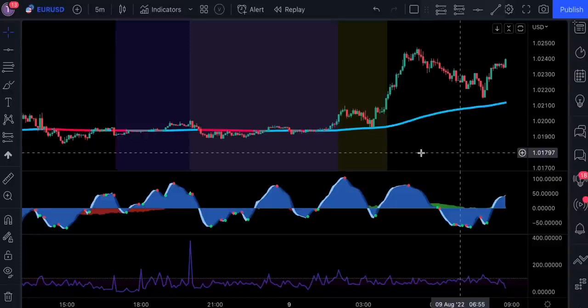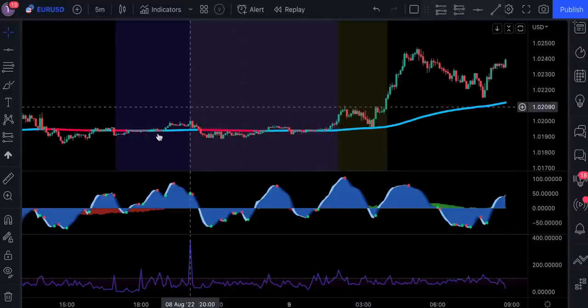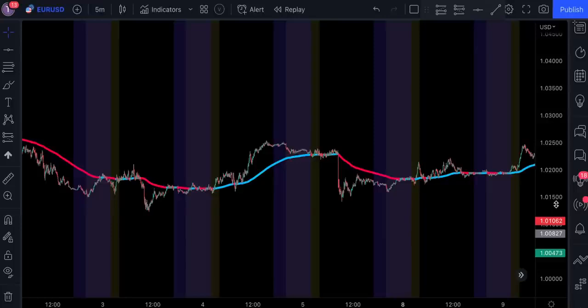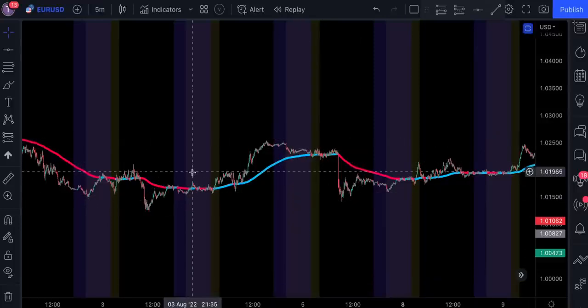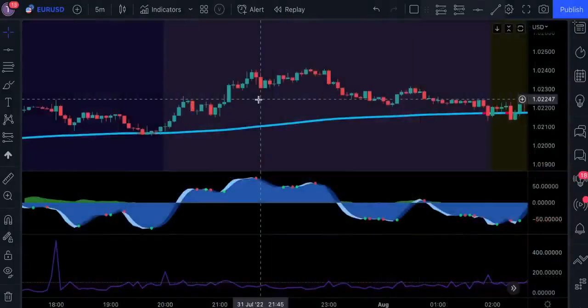And right away we can see that during these times the market participants are less active. If we zoom out, we can see that the price action is mainly ranging at these times, which is not really good, but there are some strategies that perform exceptionally well during these times. Okay, let's have a look at some trade examples.